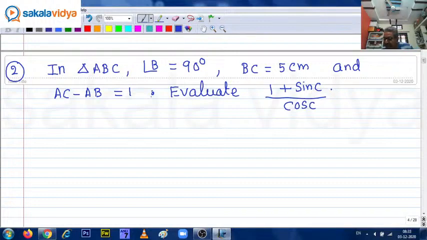Fine Uttam, fine. Okay, now you solve this one. Till then I shall have a small break.